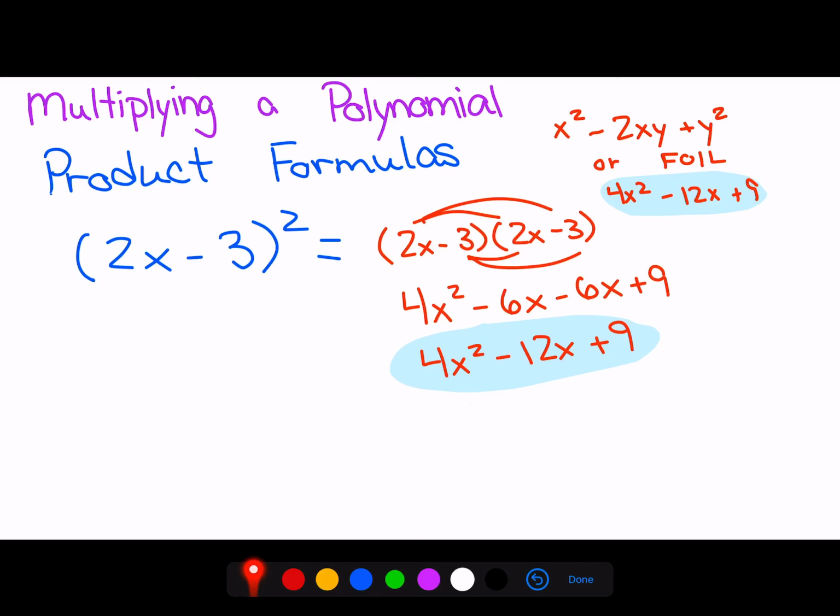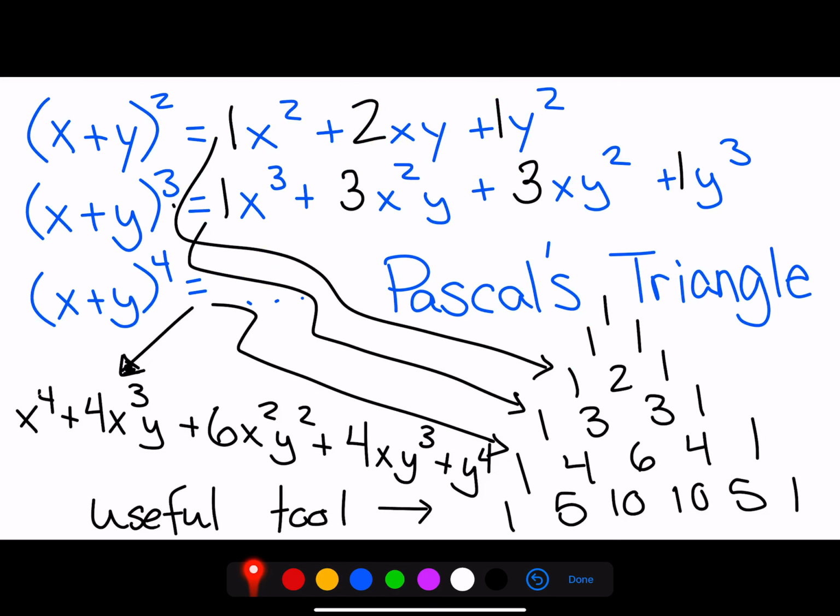And when we see Pascal's triangle in a minute, you'll see that it's very distinct on whether it's plus or minus. So, Pascal's triangle. We notice a pattern here. x plus y raised to the second power is equal to 1x squared plus 2xy plus 1y squared. x plus y to the third power is equal to 1x cubed plus 3x squared y, let me go ahead and plug in a 1 here, plus 3x to the first power y squared plus 1y cubed.